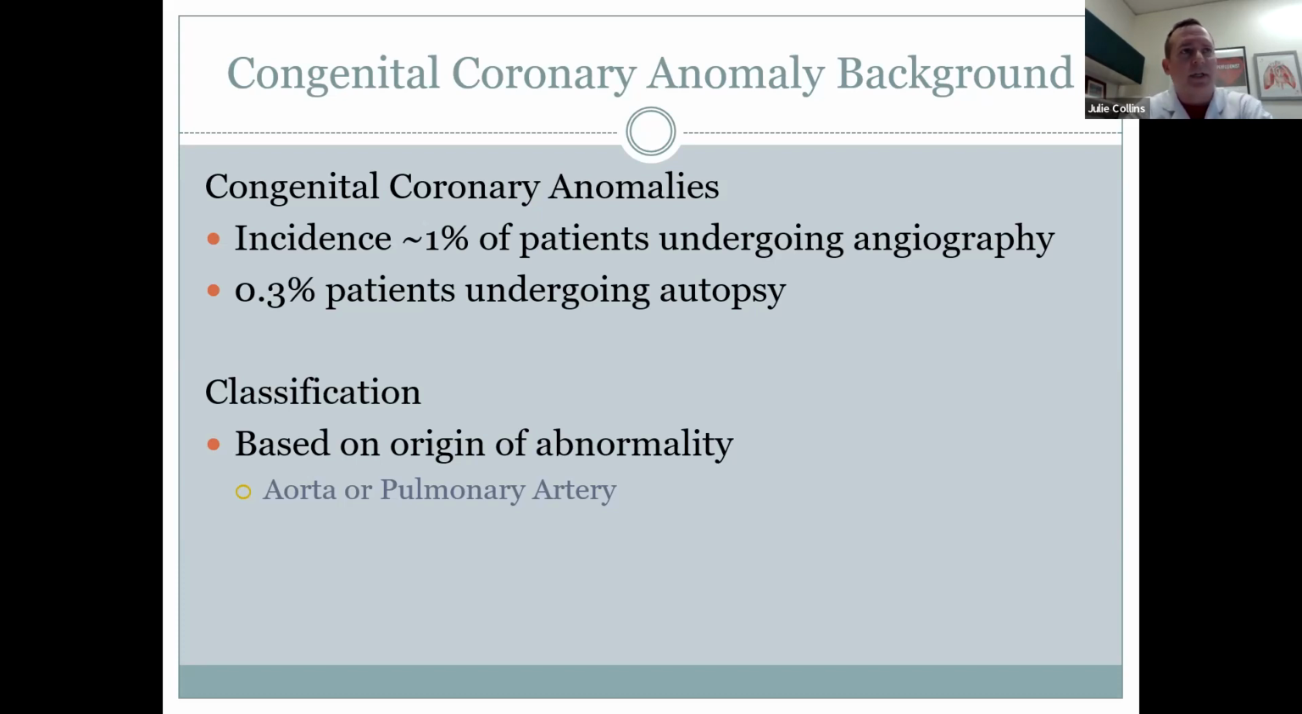And we'll start off today's lecture by going over congenital coronary anomalies. And then after that, we'll do a little bit of a recap on pediatric perfusion techniques, and we'll talk about some acyanotic considerations.